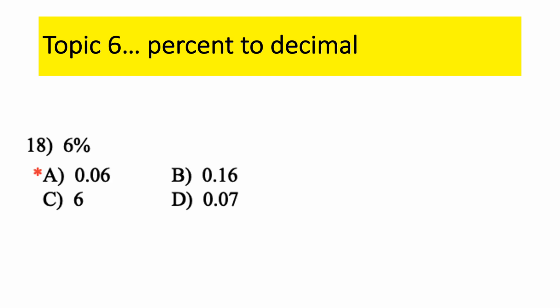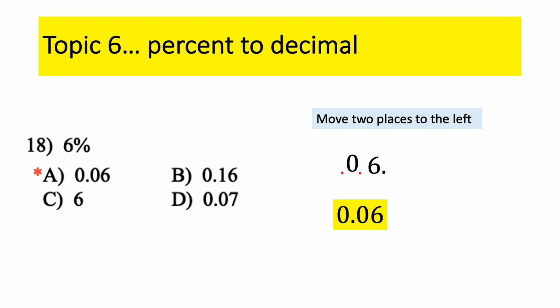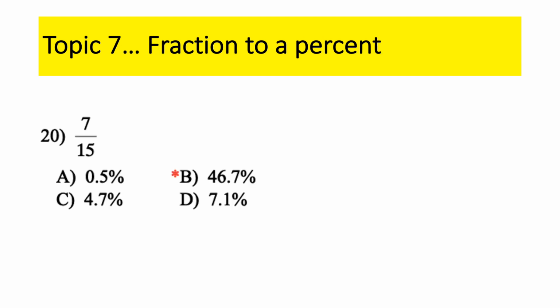All right, percent to decimal. Different story. 2 places, not to the right, but to the left. Percent to decimal, 2 places to the left. So take your percent, move it 2 places. 1, 2, right? I need a 0, right? You see me moving it 2 places. So 0.06, right? That's answer A. There's 4 of these.